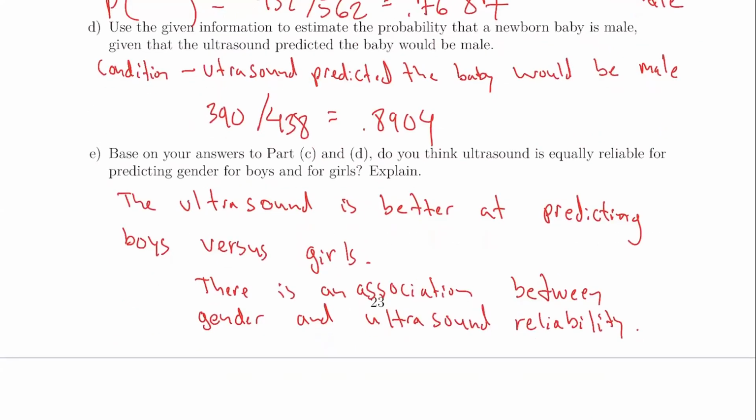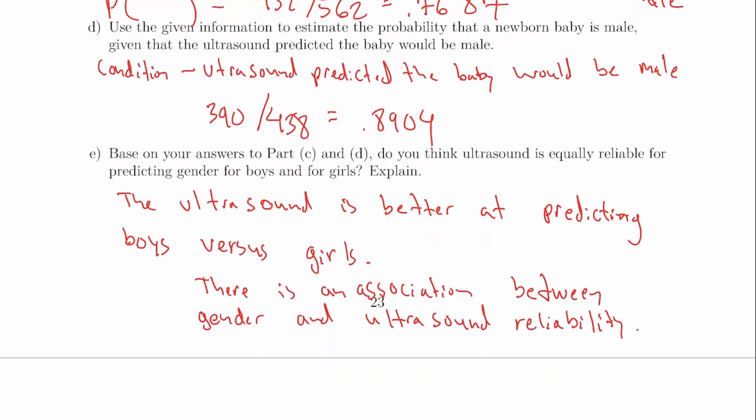So we'll say the ultrasound is better at predicting boy versus girl because if you look at it, for boy, 90% of the time it gets it correct. For girl, it only gets it correct roughly 77% of the time. So it's a little bit more reliable for male versus female. So in this case, we'll say there is an association between gender and the ultrasound reliability.